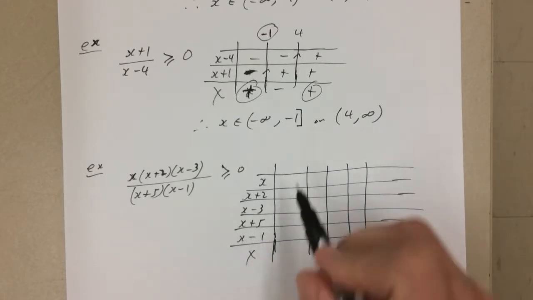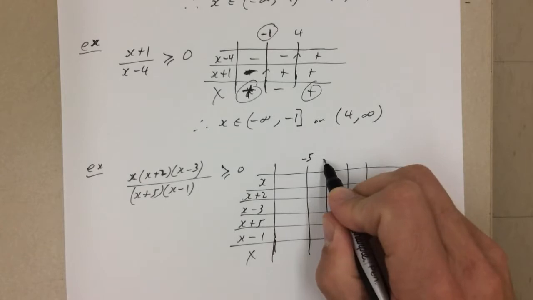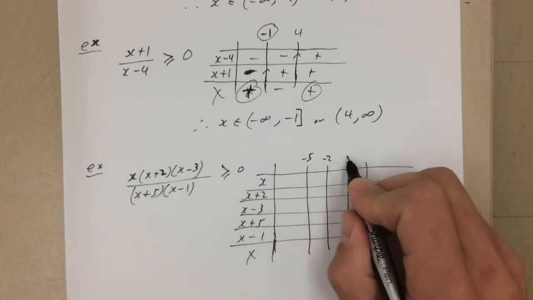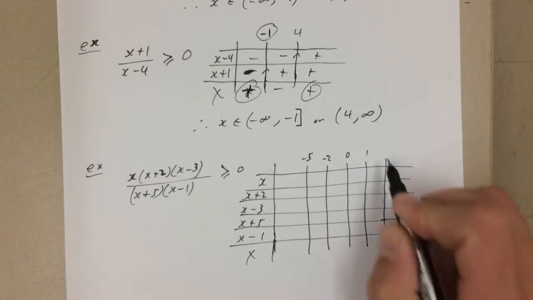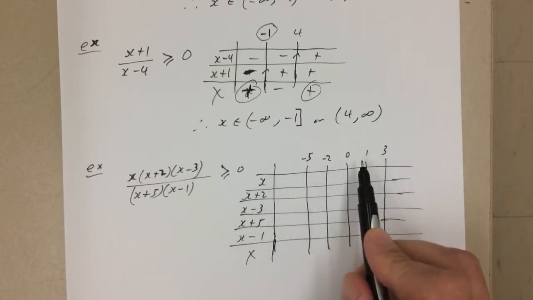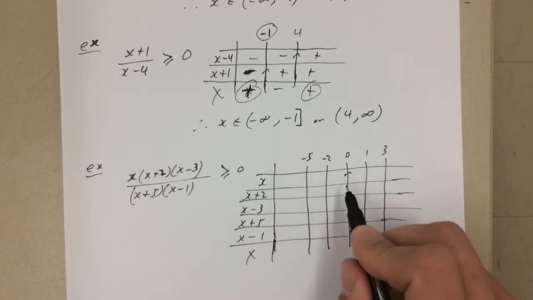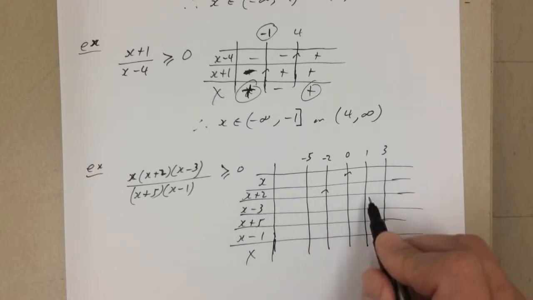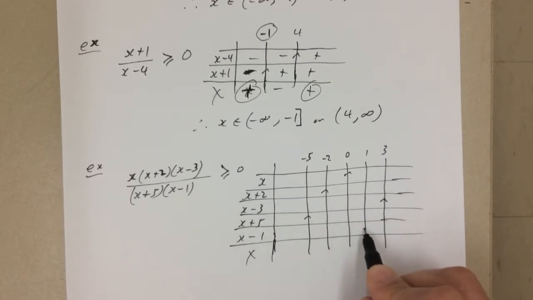So the lowest one is going to be -5, then -2, then 0, then 1, and 3. Those are the break points in order from least to greatest. Okay, x is going to change signs at 0, x + 2 is going to change at -2, then -3, 5, and -1.